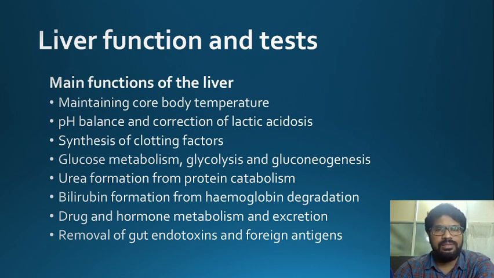Next, synthesis of clotting factors, glucose metabolism, glycolysis, gluconeogenesis, urea formation from protein catabolism, bilirubin formation from hemoglobin degradation, drug metabolism, hormone metabolism and their excretion through the bile, and removal of gut endotoxins and foreign antigens through the blood, which it receives through the portal vein from the intestines.